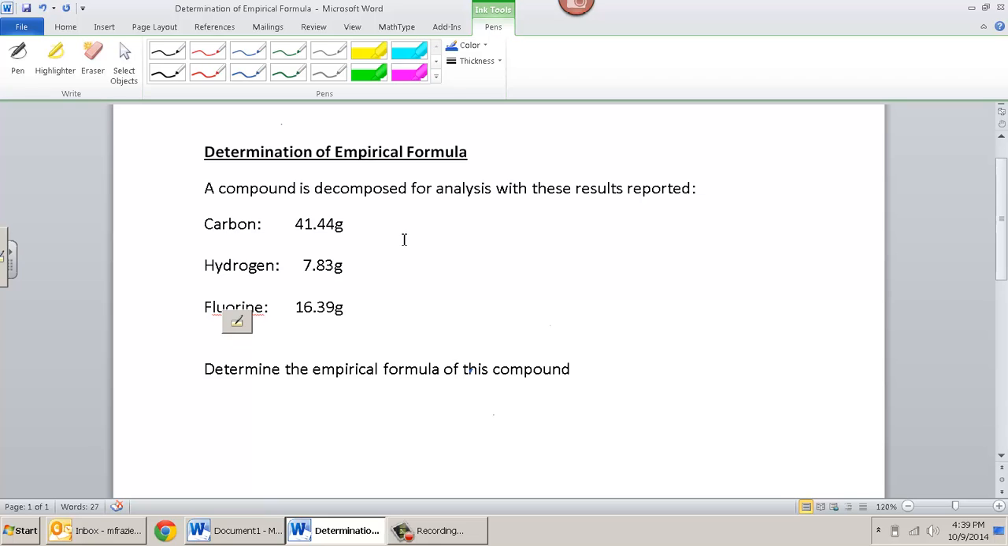Okay, so what we've got to do here is figure out what the formula is, and the formula is basically just the molar ratio. So the empirical formula is just the molar ratio, the ratio of all the different elements, and it's expressed in the lowest whole number ratio.